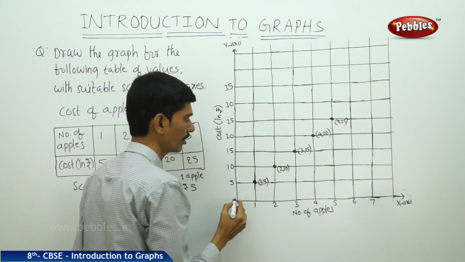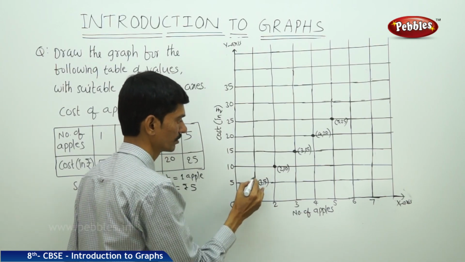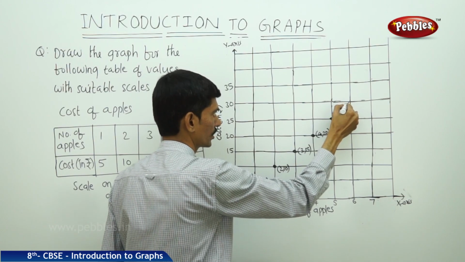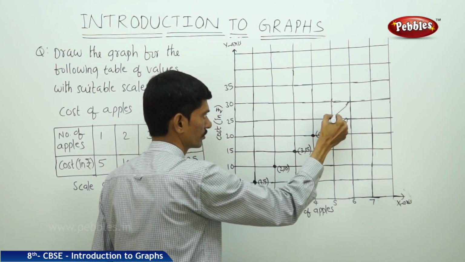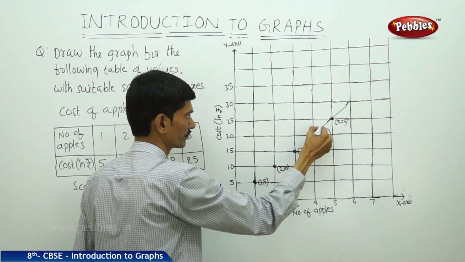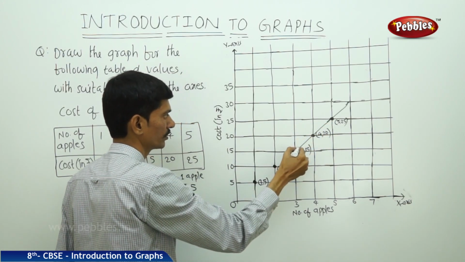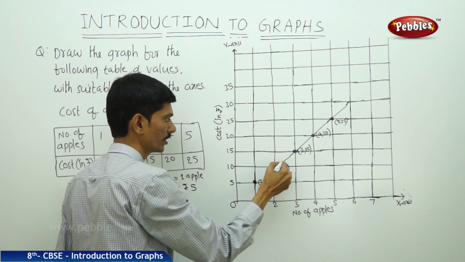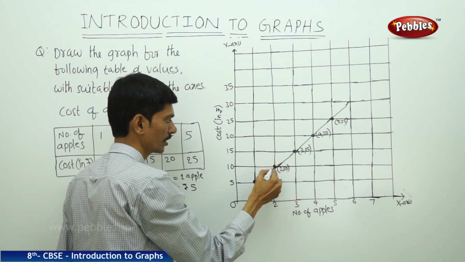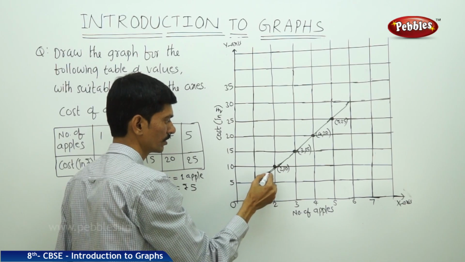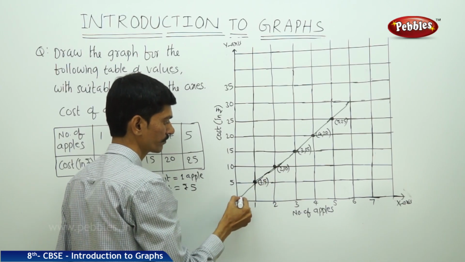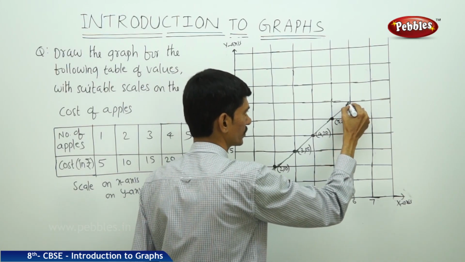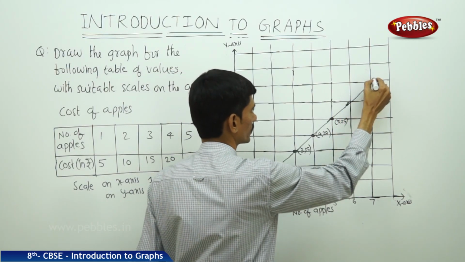Now if you join all these points, then we get a straight line. So this is the graph of the two variables, one dependent variable and the other independent variable. The relation between these two variables can be shown as the graph. From this graph we can find the cost of any number of apples.